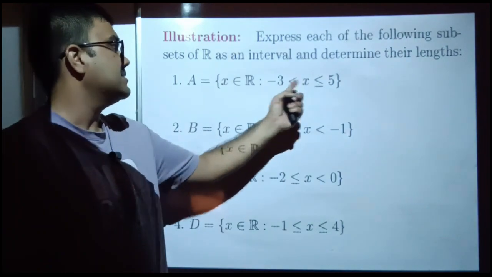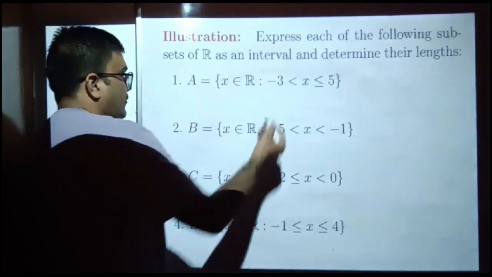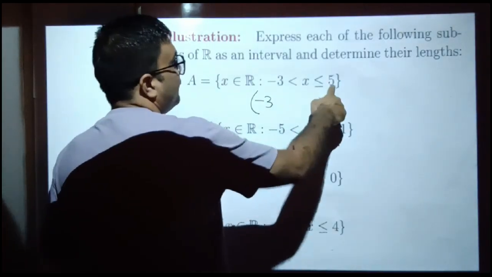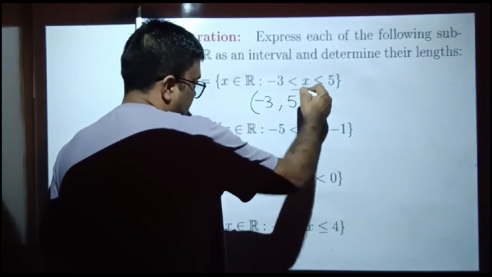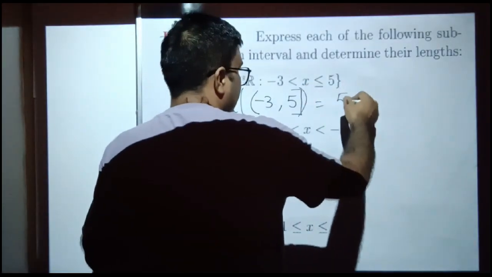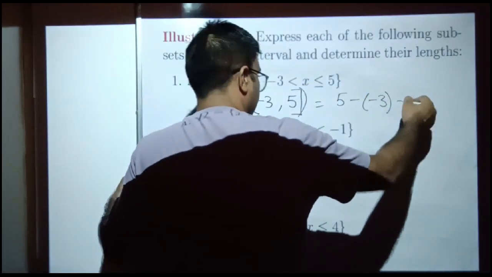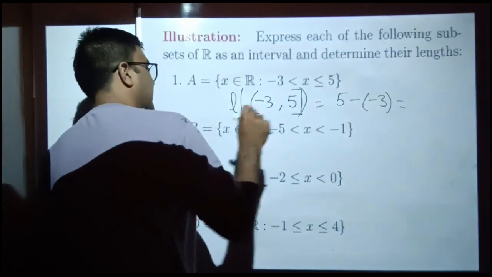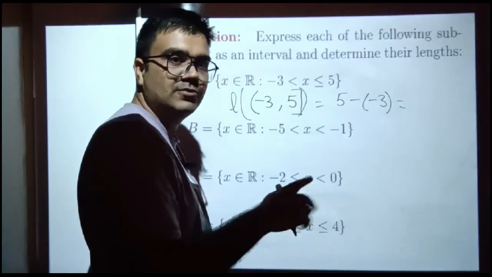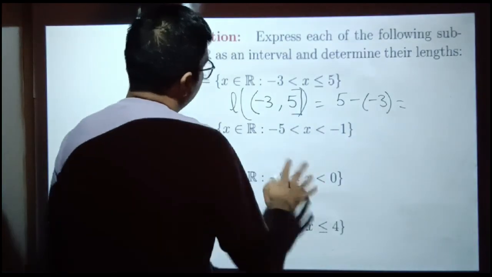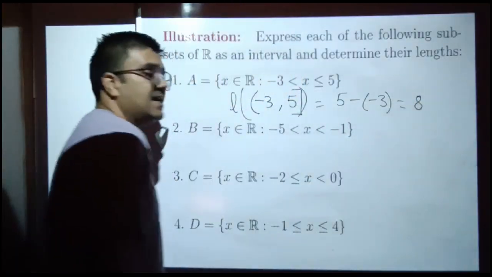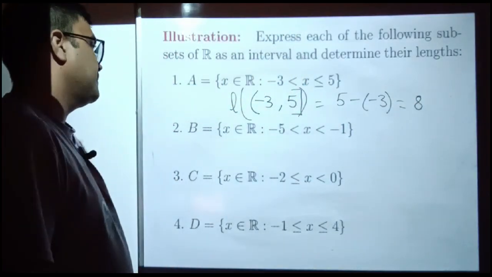Minus 3 is not included, so a round bracket is there. 5 is included, so a square bracket is there. The length of this interval is 5 minus minus 3. When we are calculating the length, whether the bracket is open or closed, it will not change the length. The formula is the same, it is b minus a. The length in this case is 8 units.